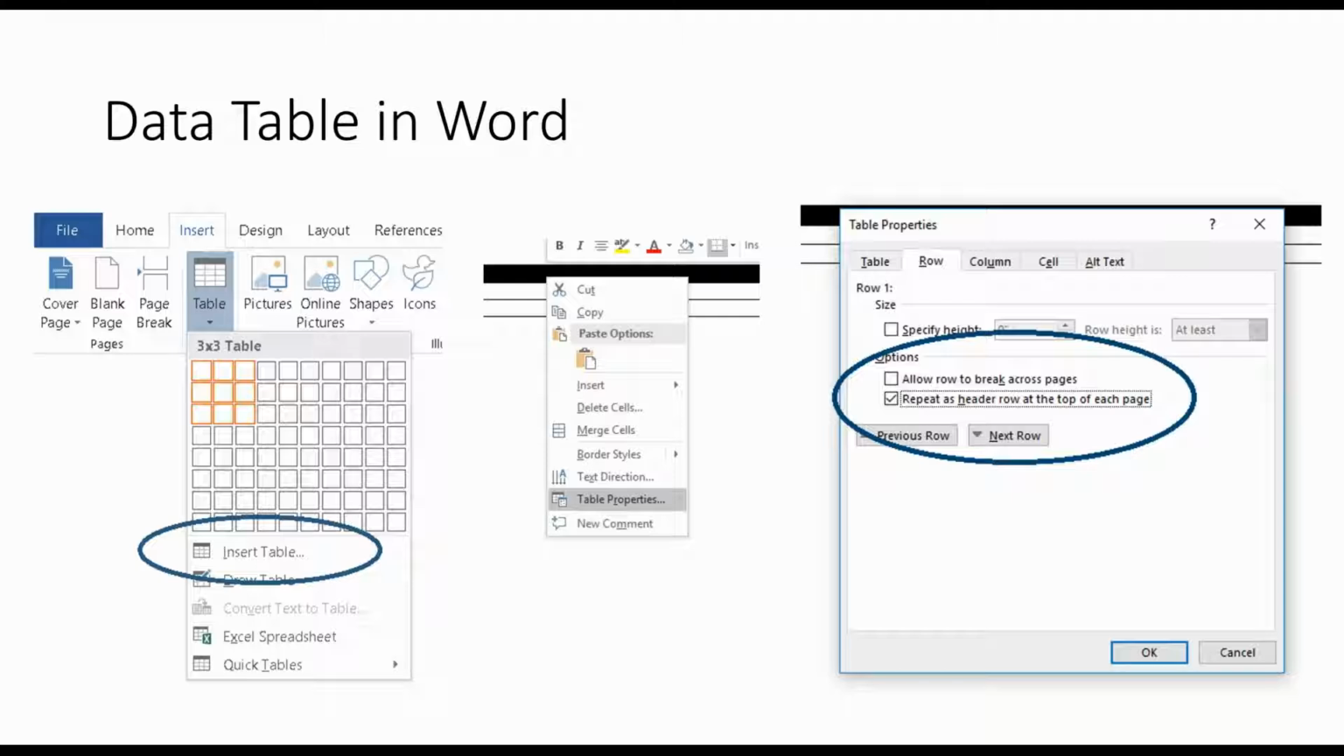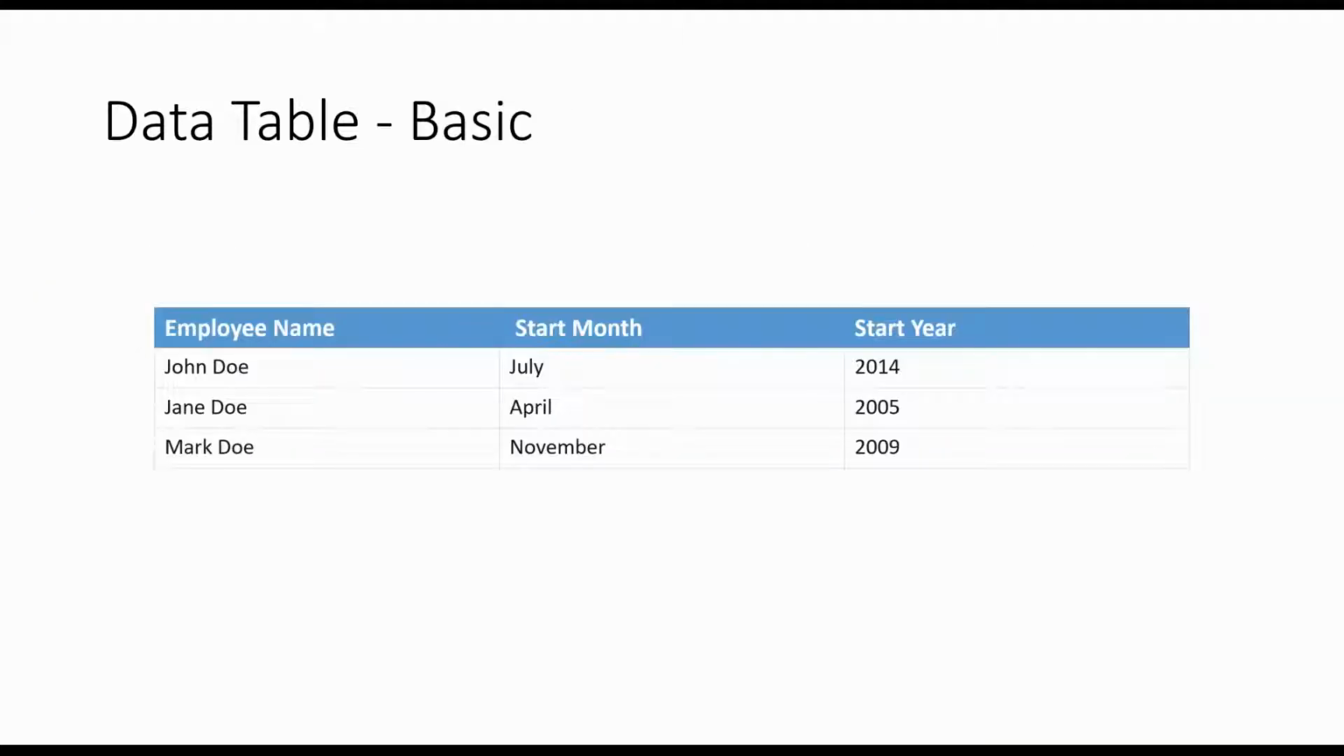After you create the table, you can right-click on the table and go to Table Properties. As you see, I have the box checked. Unchecked is Allow Row to break across pages, and then Repeat Header Row at the top of each page. Those are really the only two settings that you need to focus on for your tables.